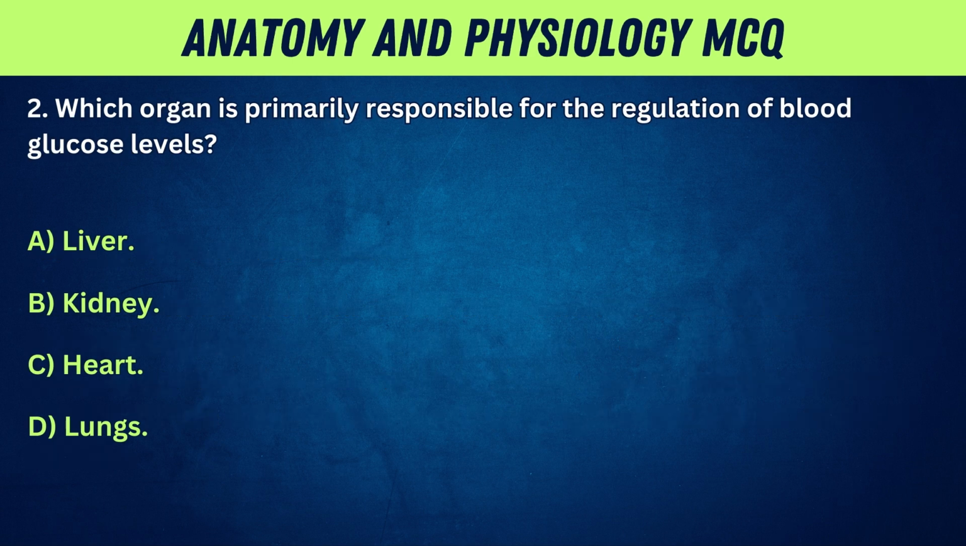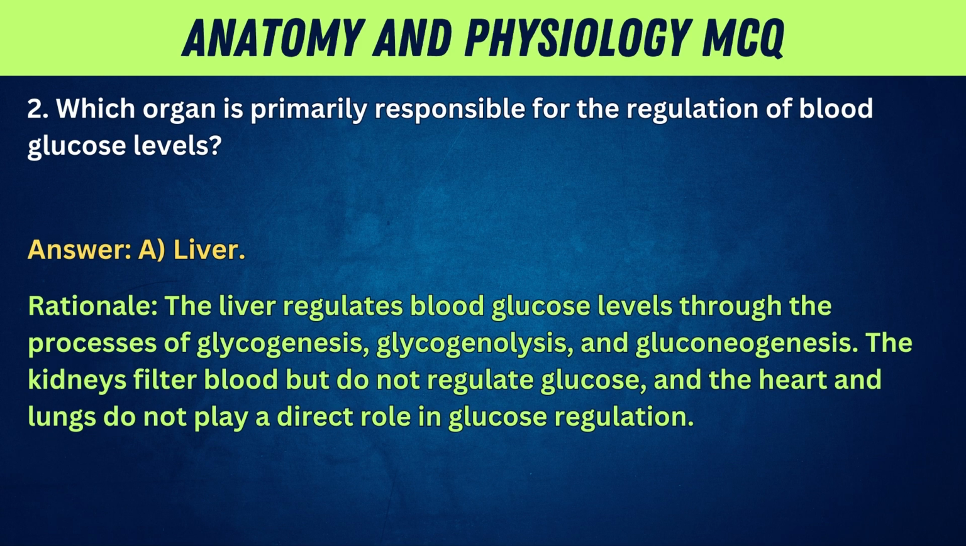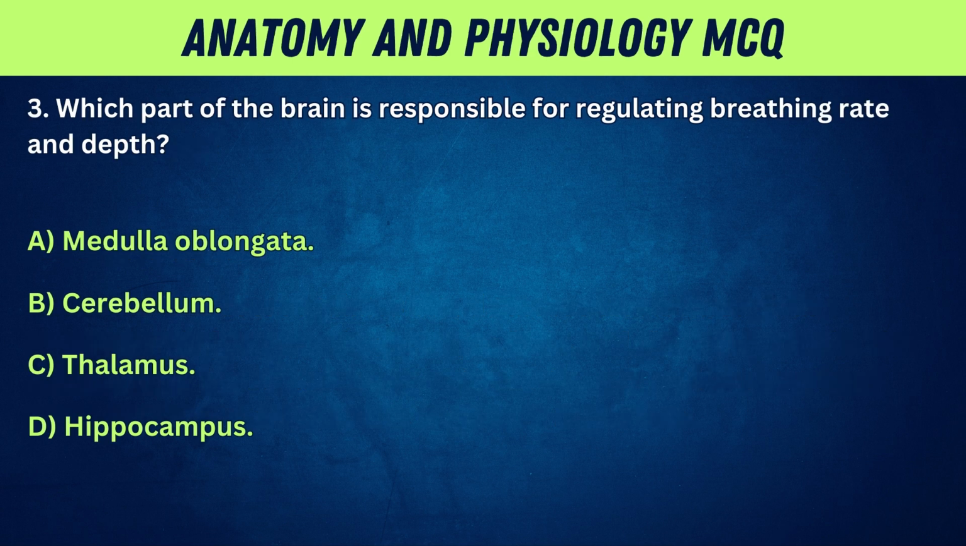2. Which organ is primarily responsible for the regulation of blood glucose levels? A. Liver. B. Kidney. C. Heart. D. Lungs. Answer: A. Liver. Rationale: the liver regulates blood glucose levels through the processes of glycogenesis, glycogenolysis, and gluconeogenesis. The kidneys filter blood but do not regulate glucose, and the heart and lungs do not play a direct role in glucose regulation.